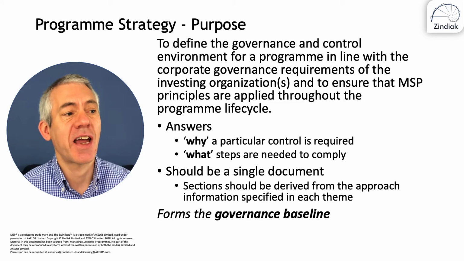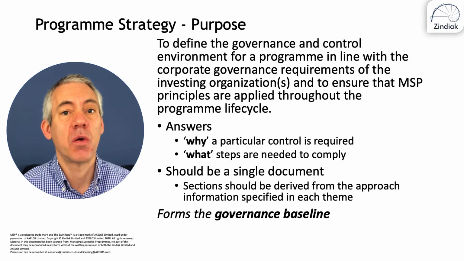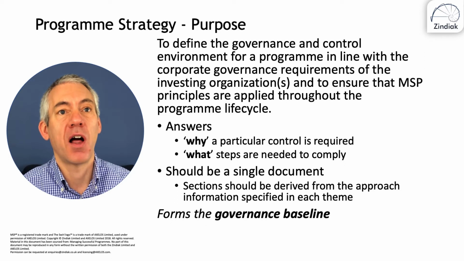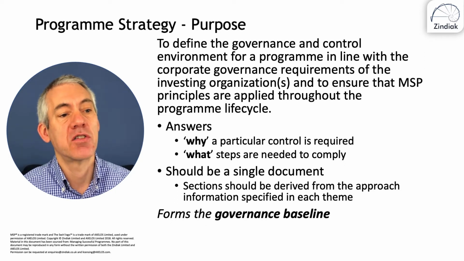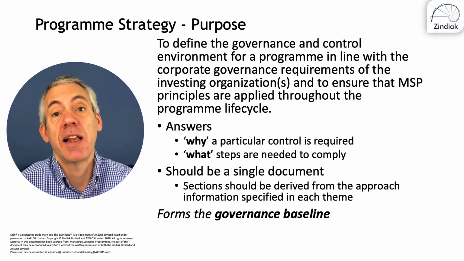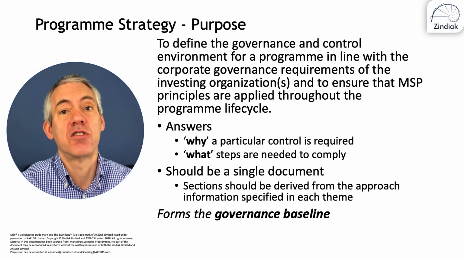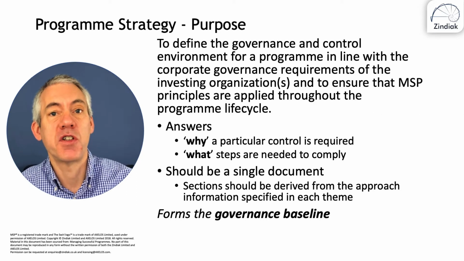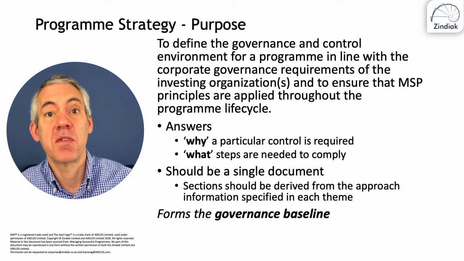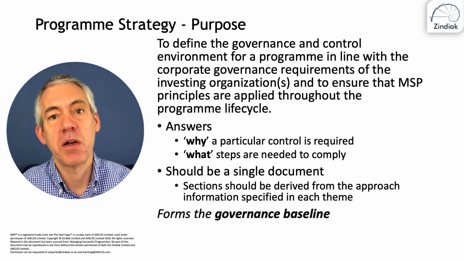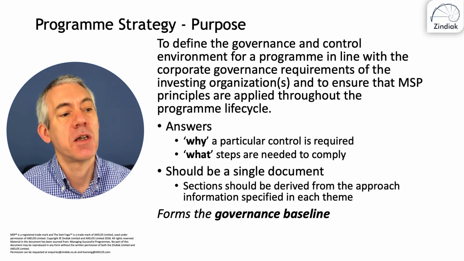The program strategy answers two key questions: why a particular control is required and what steps are needed to comply. And that makes it really clear. Why are we putting this control in place? We're putting this control in place to ensure the program complies with GDPR. That's why. What are we doing? We then say what we're doing to comply with GDPR in that instance.